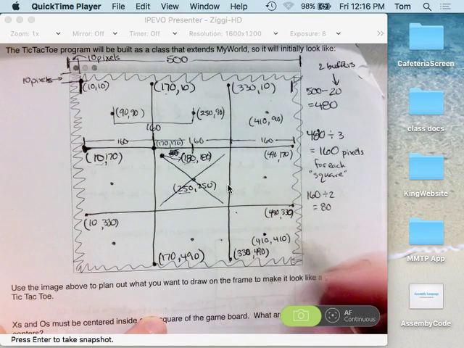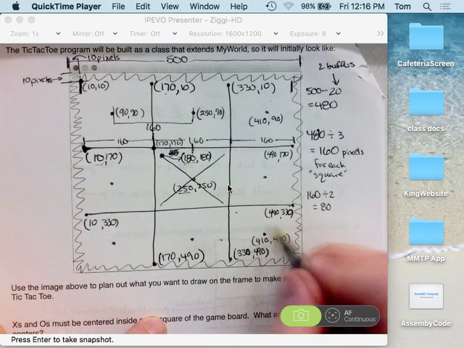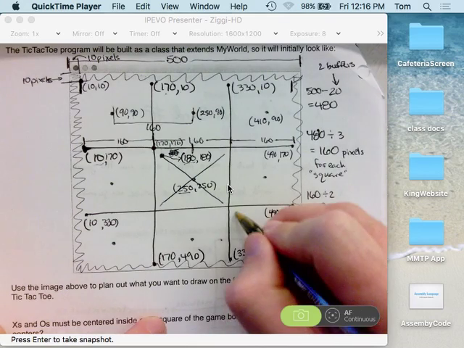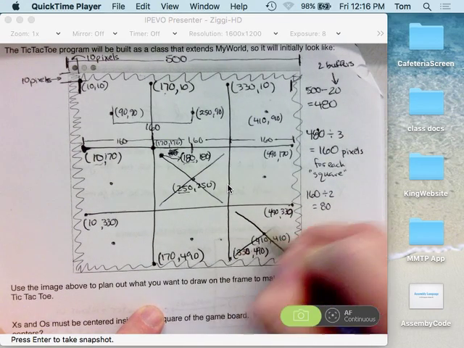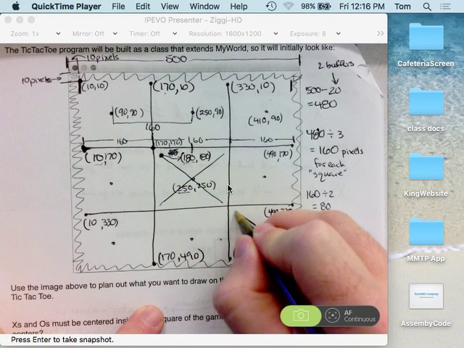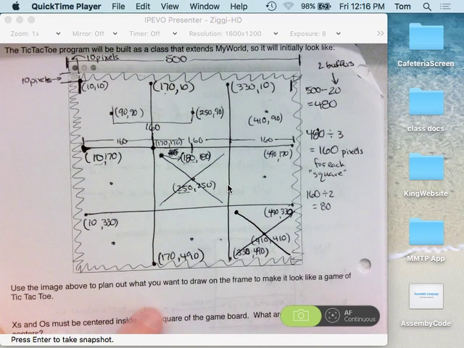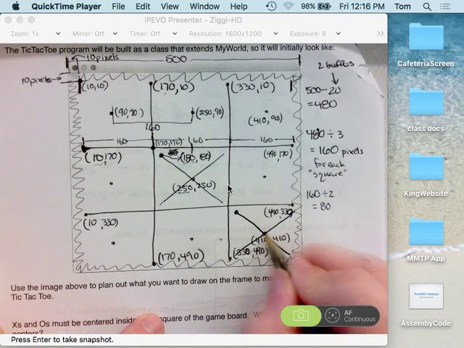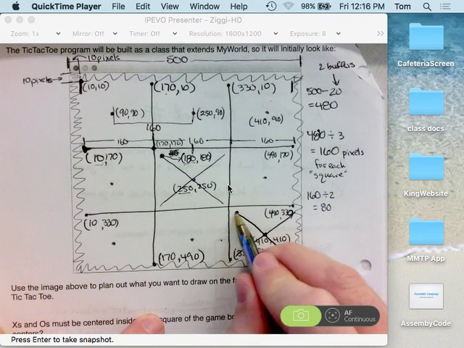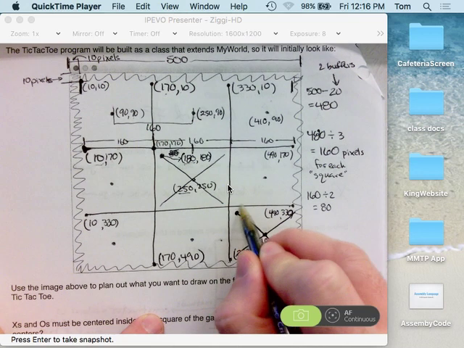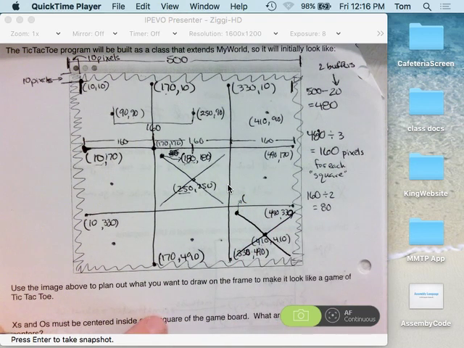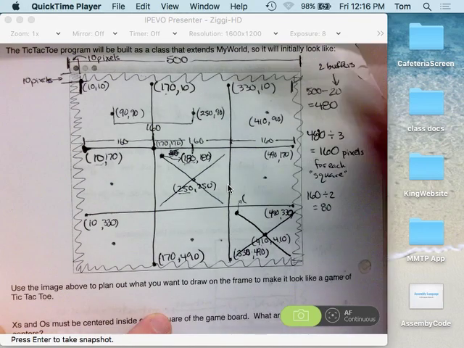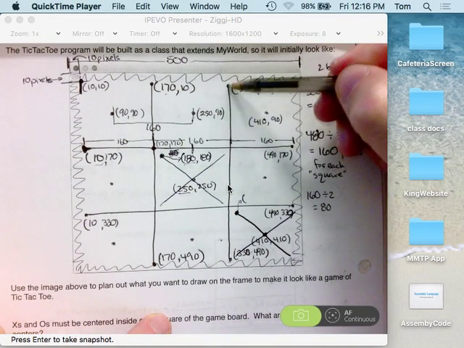Let's say that I'm trying to draw an X inside of this box. Okay, so I'm going to draw this X. Okay, what are the coordinates of that point? So my center point is 410, 410. What are the coordinates of that point right there? Where did you come up with 340, 340? Yeah, absolutely. So this x coordinate is 330.